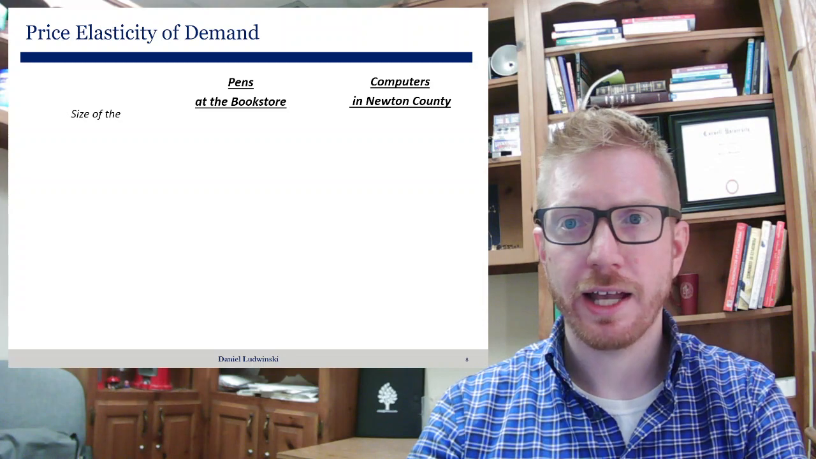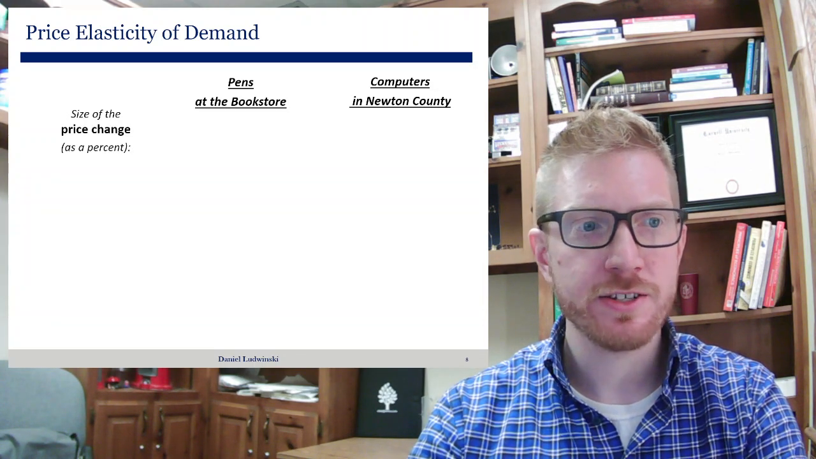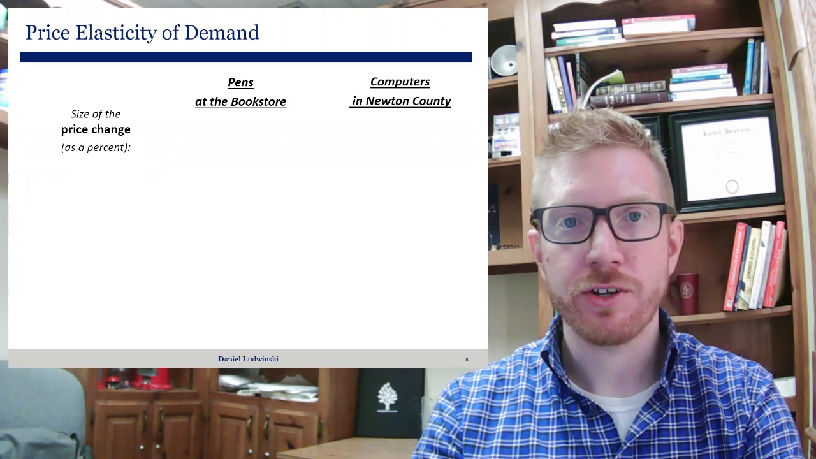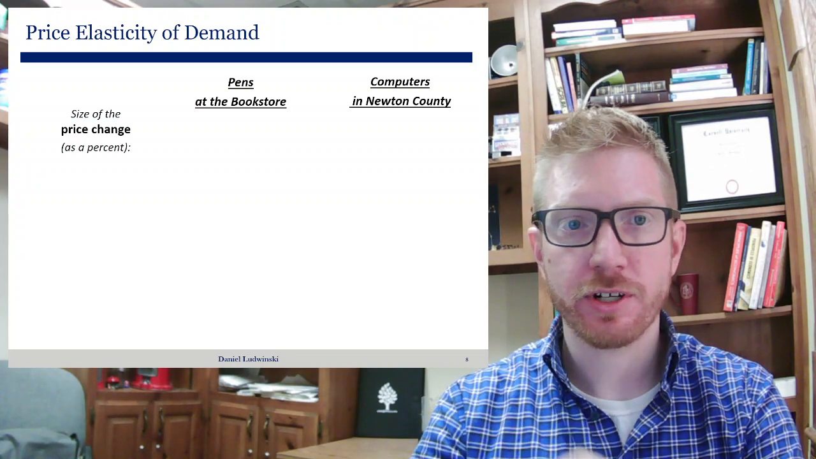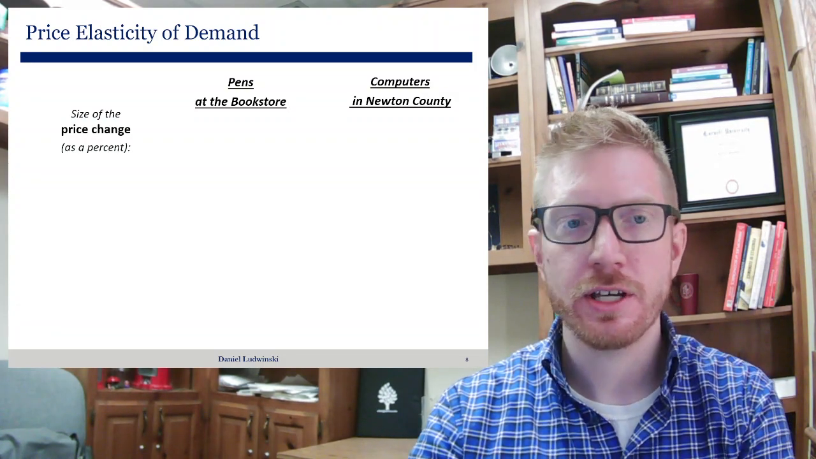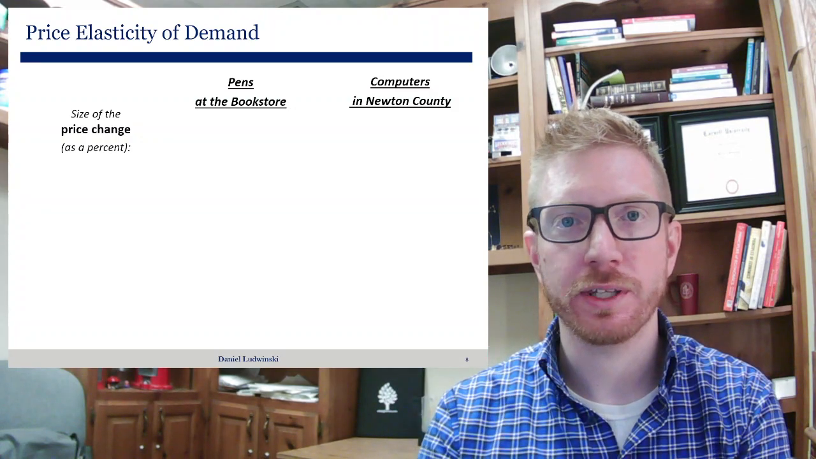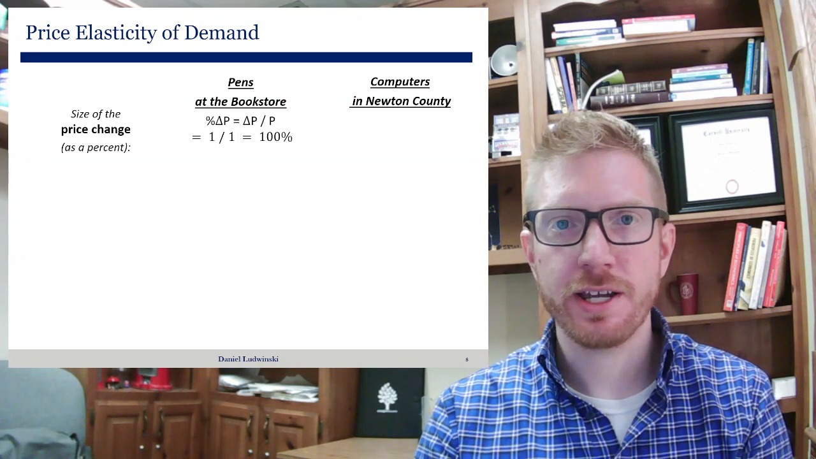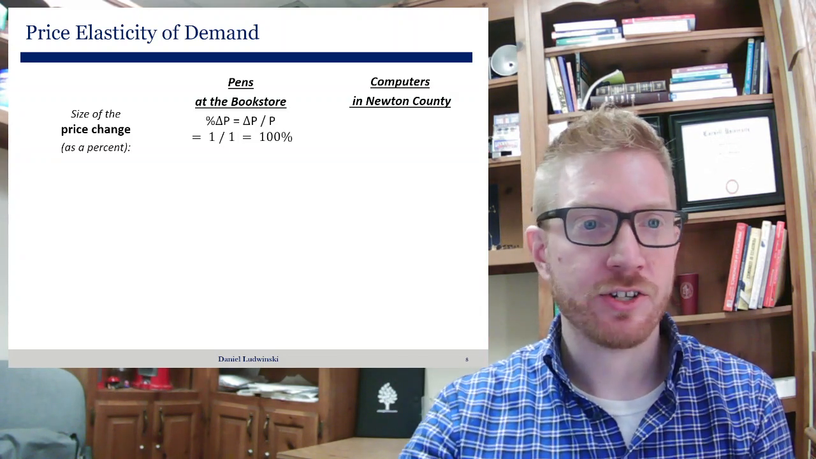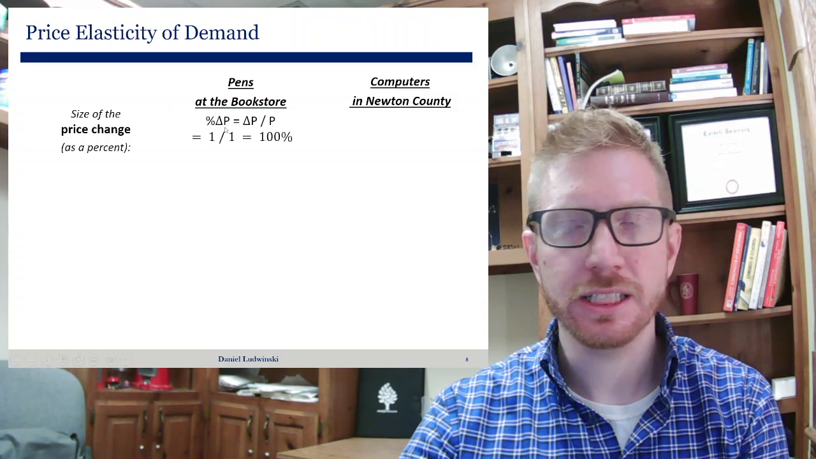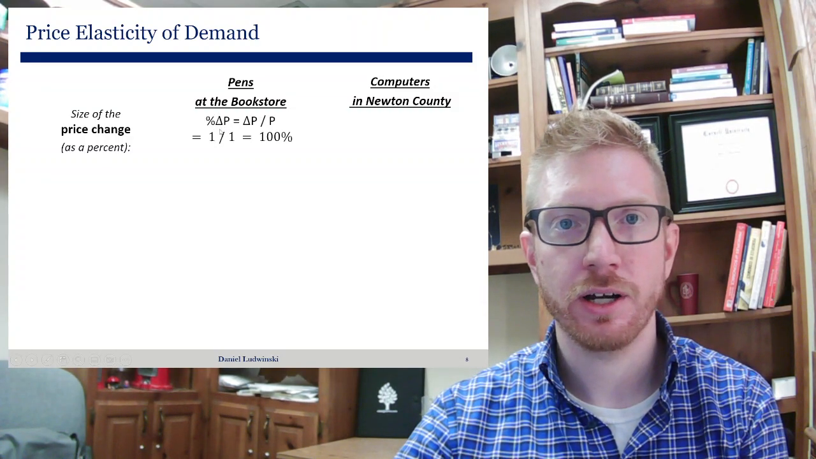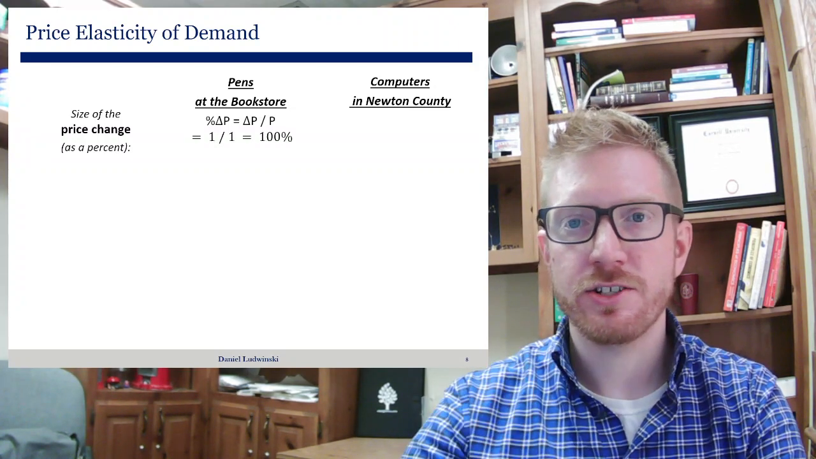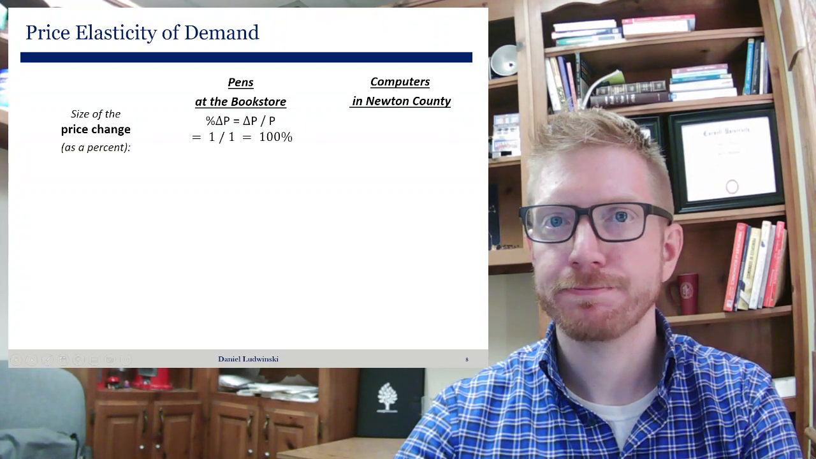So we're going to look at the size of the price change, and we're going to look at these as a percent. Right? So in both circumstances we had a $1 increase, but they were very different in terms of what the baseline was. So as a percentage change in price, that triangle looking thing is a capital delta. We'll use that often as a shortcut for change. So that notation there says percentage change in price.